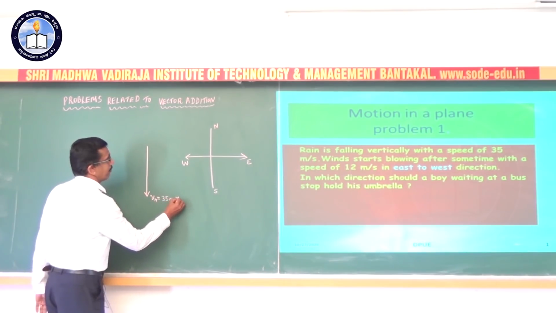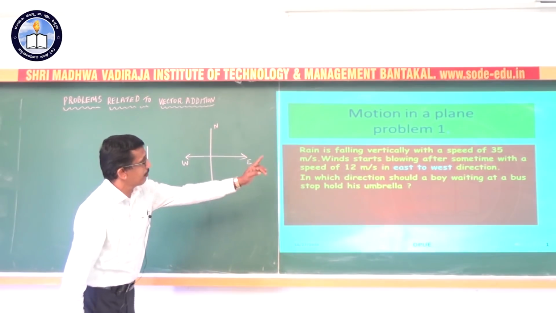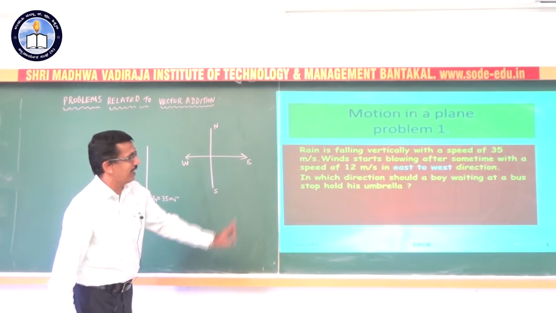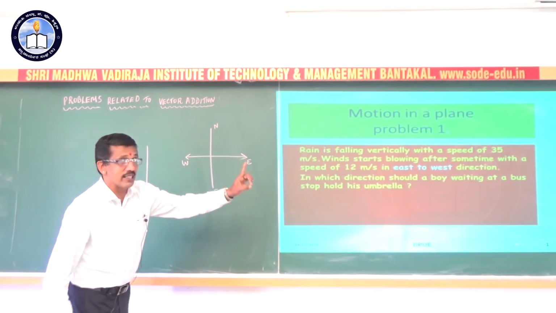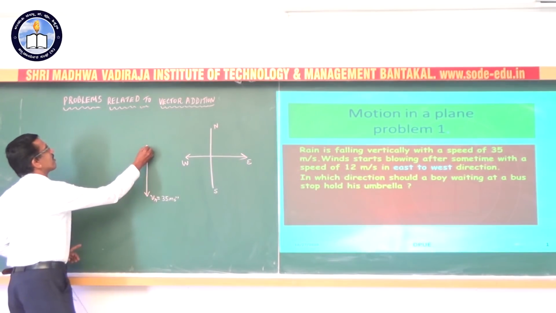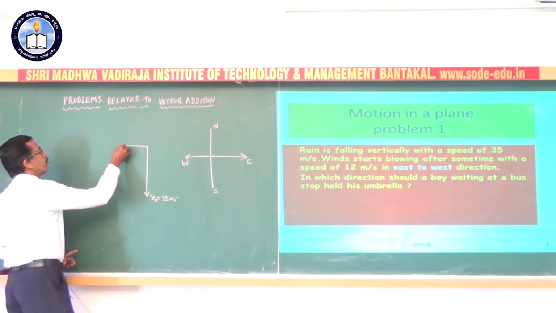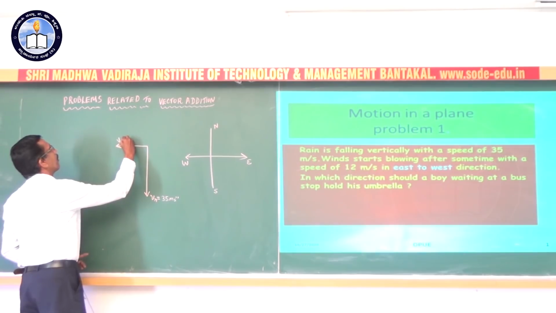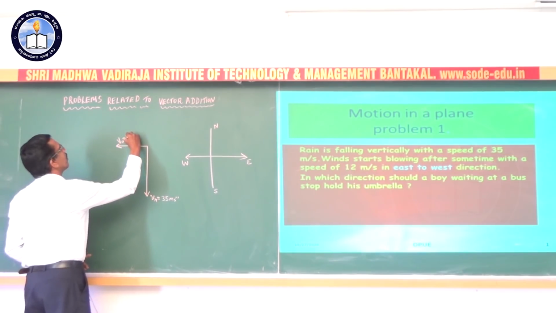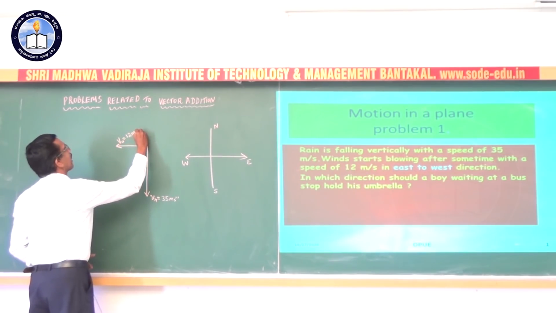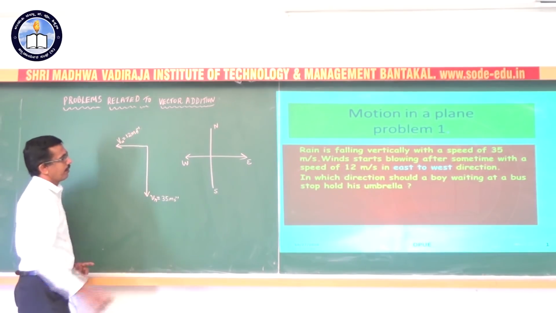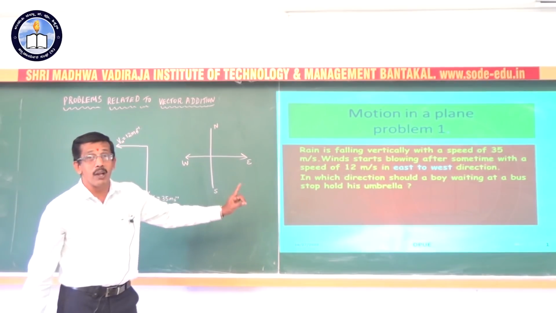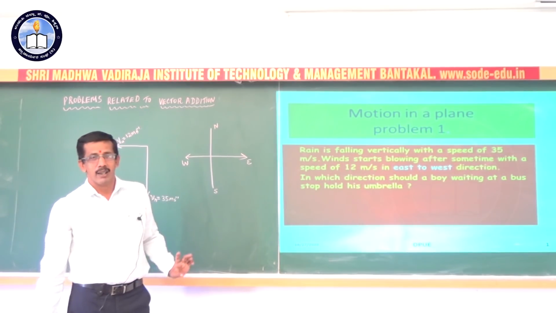At the same time, wind starts blowing after some time with a speed of 12 meter per second in east to west direction. See, this is the direction of flow of wind. VW, 12 meter per second. In which direction should a boy waiting at a bus stop hold his umbrella?